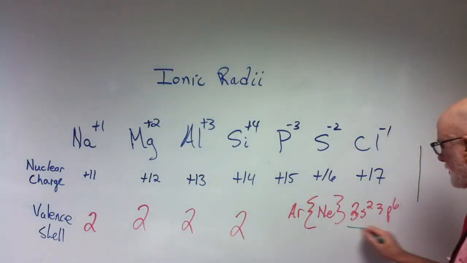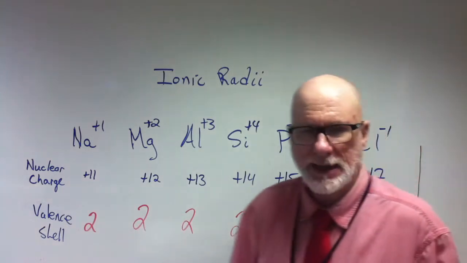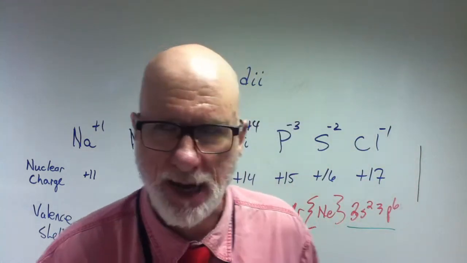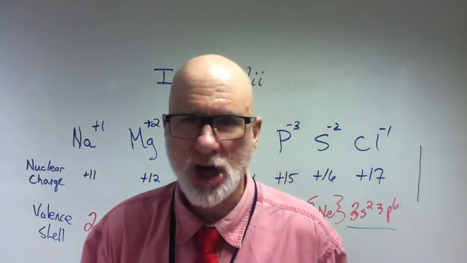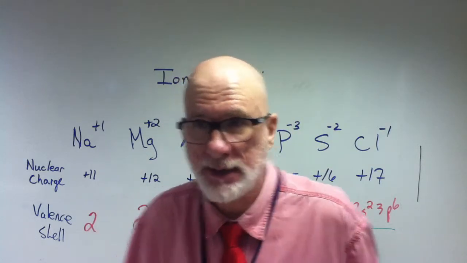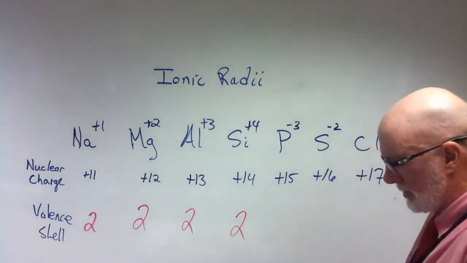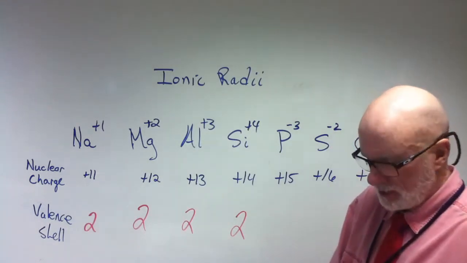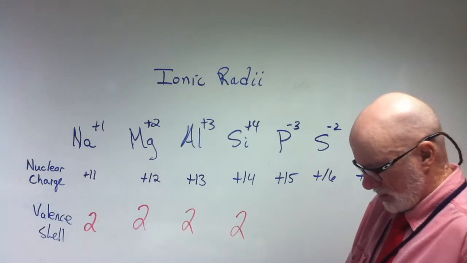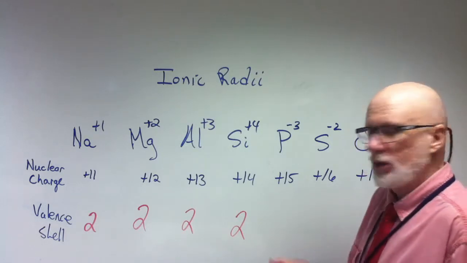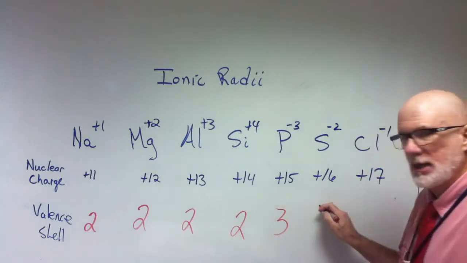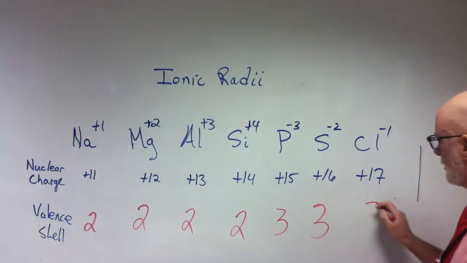Okay, so that's right. So here it is. It's going to be the third energy level. So what is going to be the valence shell of argon? It's going to be the third, right? 3, yes. Okay, good. No secret. Don't even go there. This is going to be 3 and 3. Excellent.